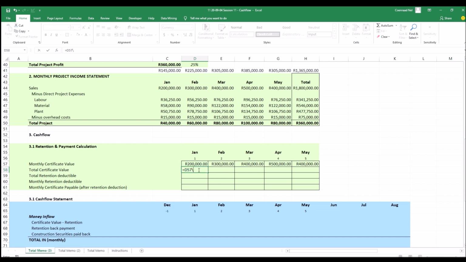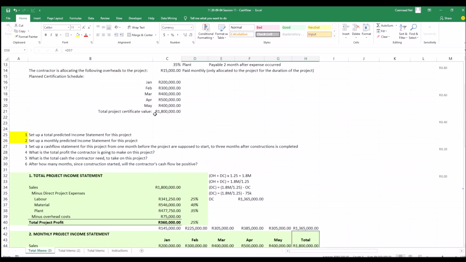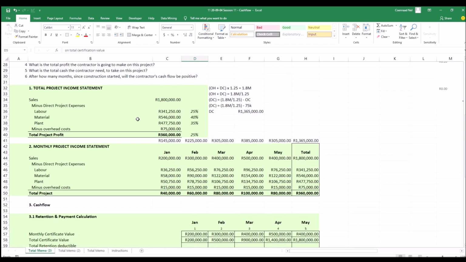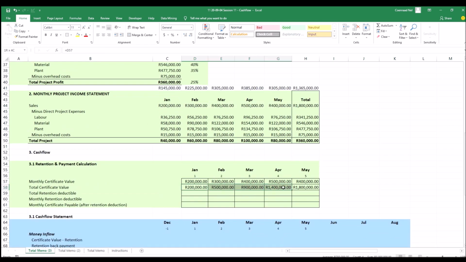So the first one would be just the first month. The second month would be my second month plus my total. And then I can drag this up. And you can see it's 1.8. It should be that. And guys, the reason why we do this is, I say here at the top, my retention is 10% of the total certificate value, total within the project so far. Now, so that's why I worked out my total certificate value.